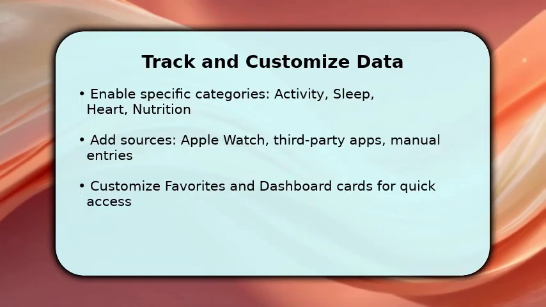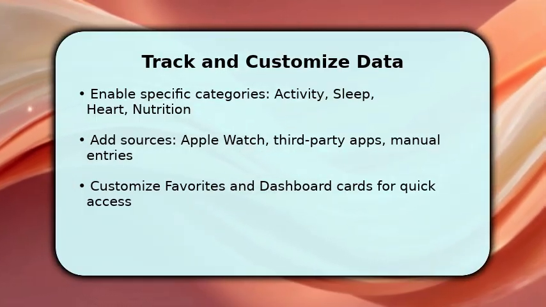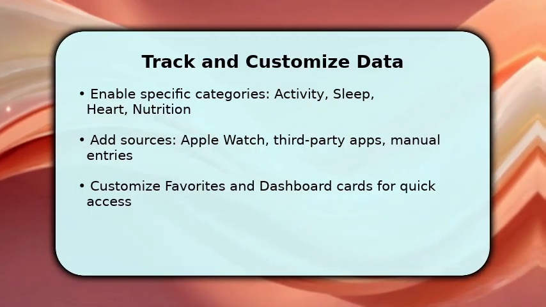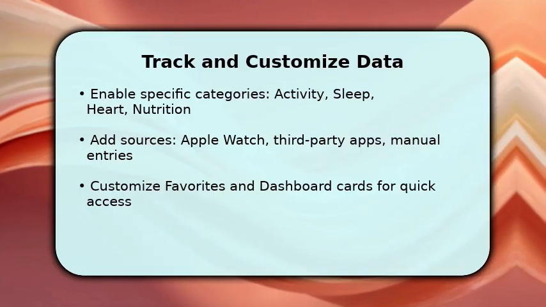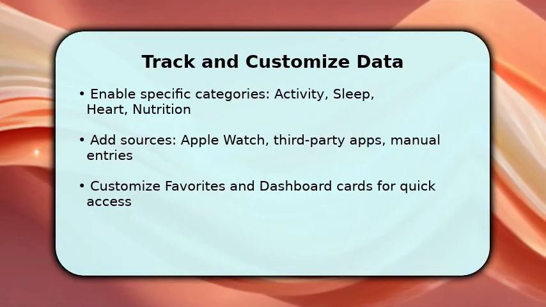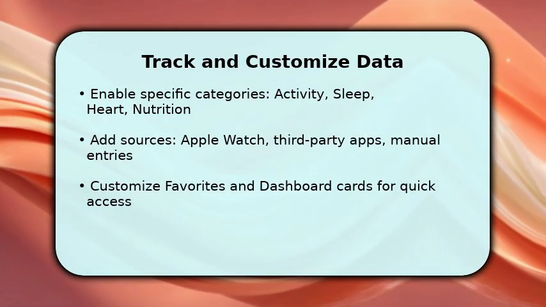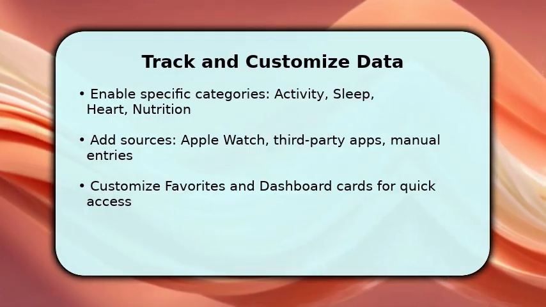You now focus on tracking and customizing. Tap Browse to enable categories such as activity, sleep, heart, and nutrition so the app knows what to record and display. Then add data sources, pair your Apple Watch, connect third-party apps like sleep trackers or nutrition logs, and enter manual values when needed. This gives you a complete picture.